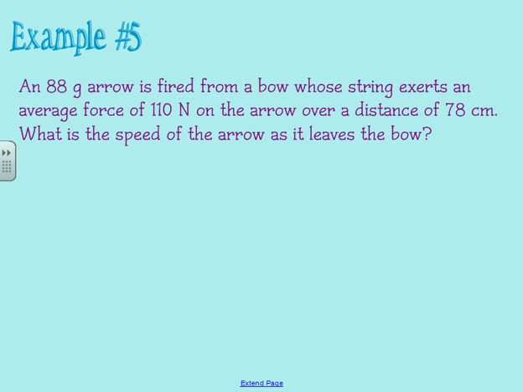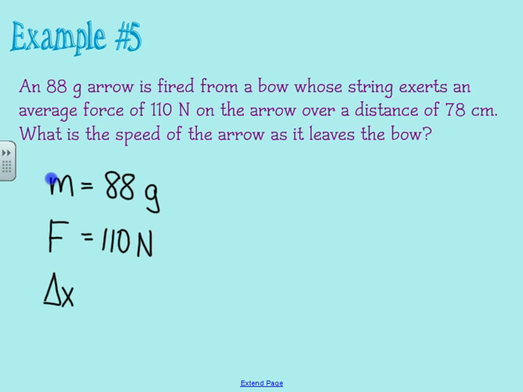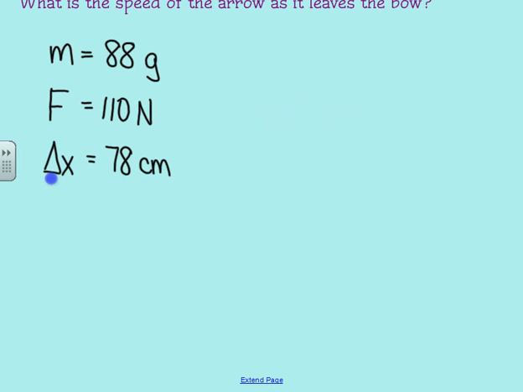Let's start by writing out what we know. We know mass is 88 grams. We know that force is 110 newtons. We know that the distance, which in our equation is going to be the displacement, is 78 centimeters. And one thing that we're not given is a number, but if we think about the situation, we know that the initial speed of our arrow is 0. In other words, when you're holding it right before you release it, that arrow isn't moving.